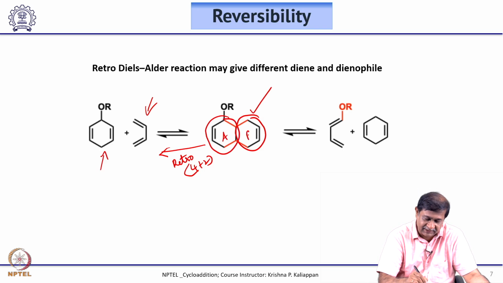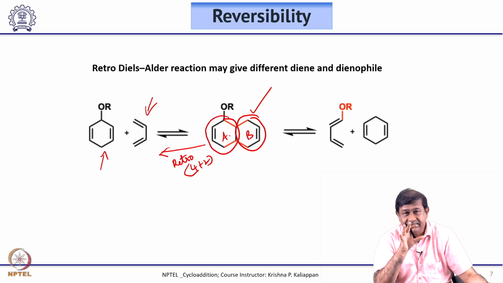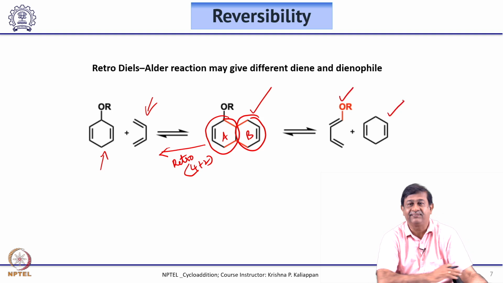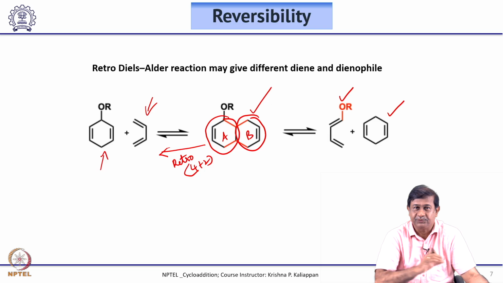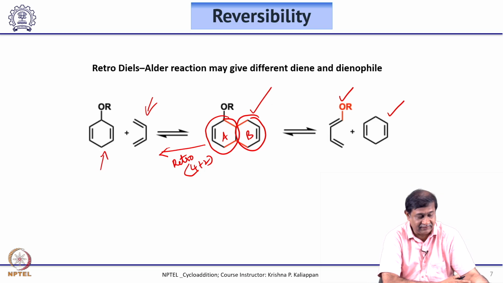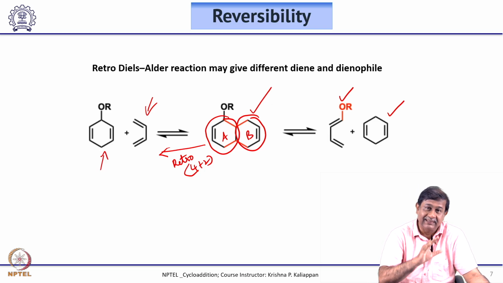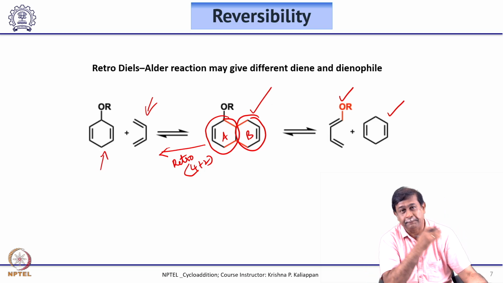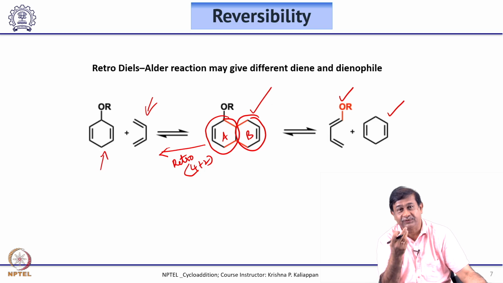So, suppose we call this the A ring. If the A ring undergoes a retro Diels-Alder reaction, then you get a different diene and a different dienophile. This is also very important, and when you do this with different types of dienophiles, then during the reaction condition you get different dienes and dienophiles.